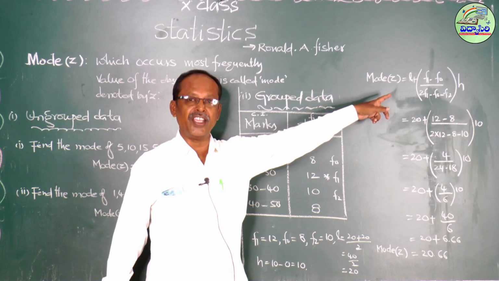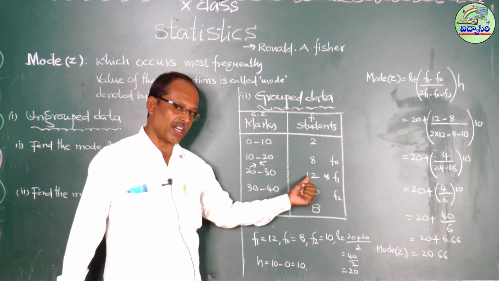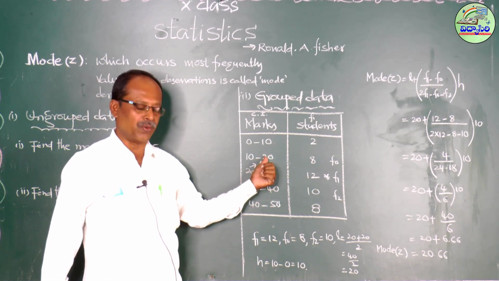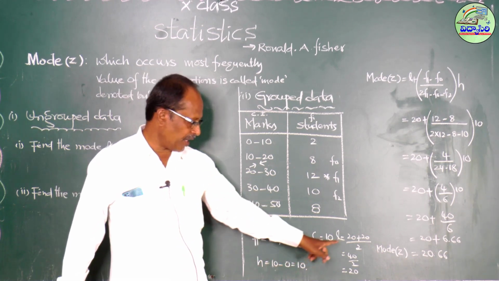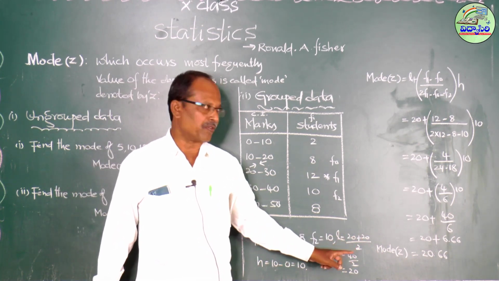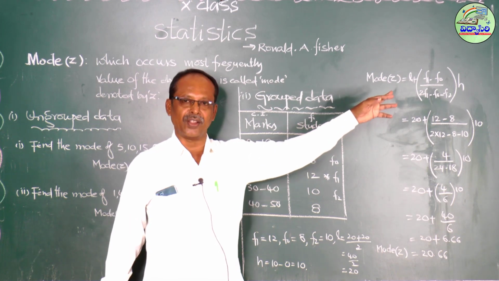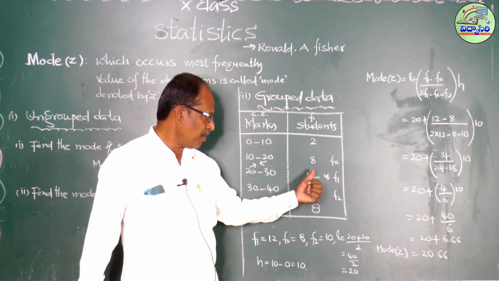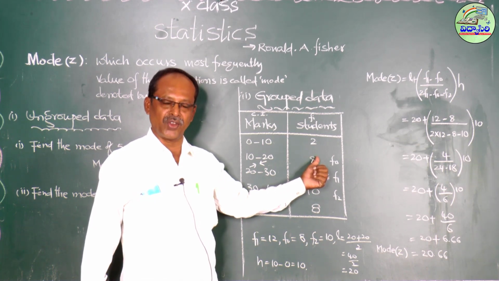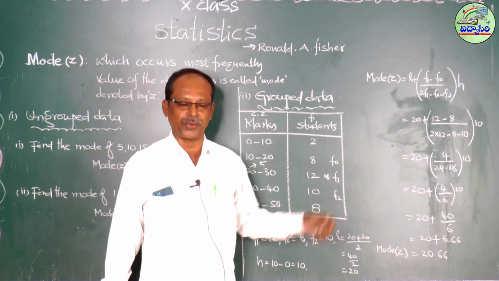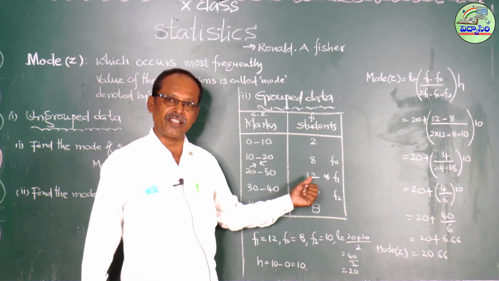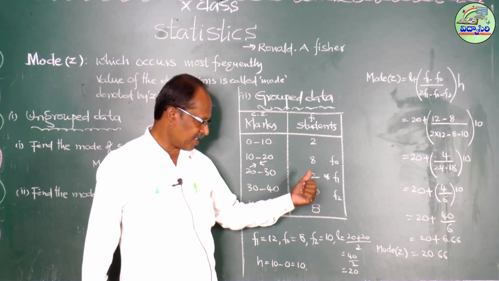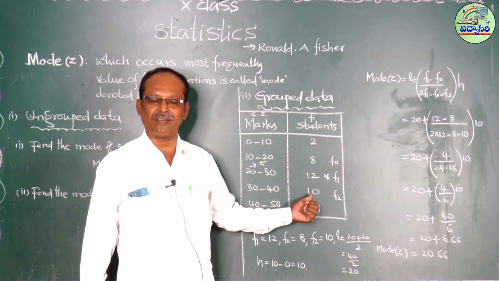Next, L, the lower boundary of the modal class. This is the modal class. The lower boundary of the modal class is 20, so L is 20. Next, F0, the preceding frequency of the modal class, is 8. Next, F2, the succeeding frequency of the modal class, equals 10.